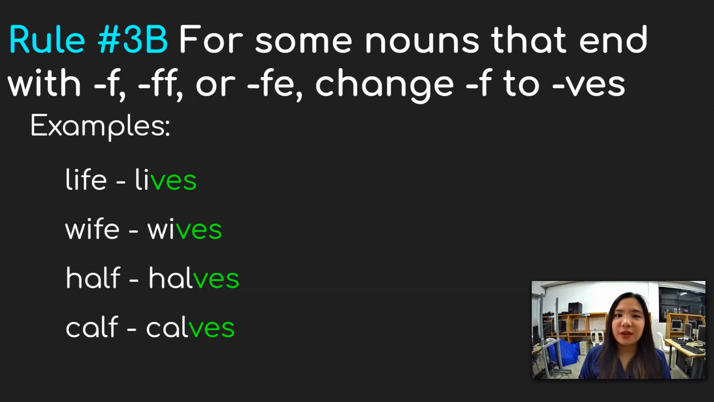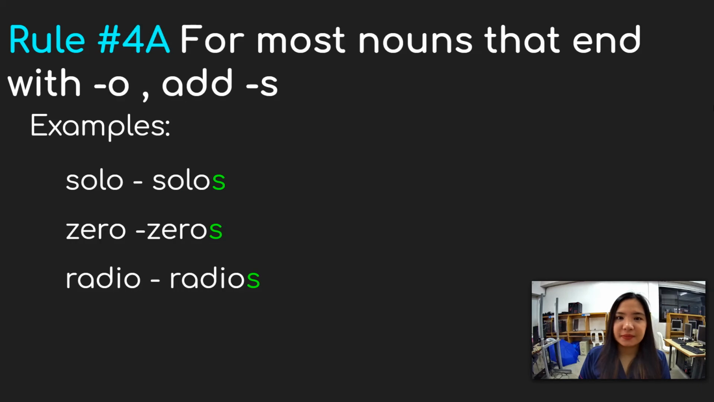And for our rule number 3B, for some nouns that end with F, FF, or FE, we are going to change F to letter V, and then we are going to add ES. For example, we have life to lives, wife to wives, half to halves, and calf to calves.